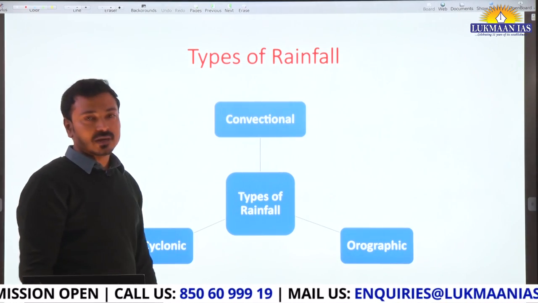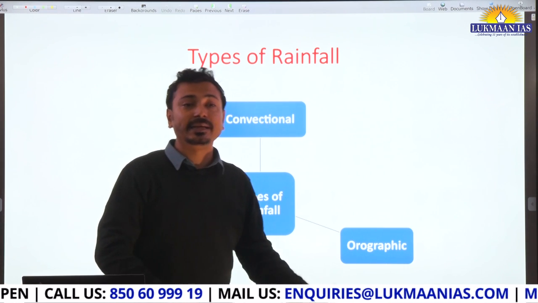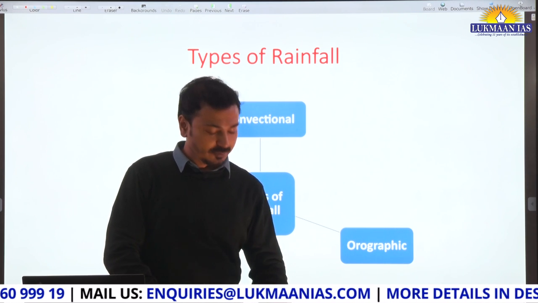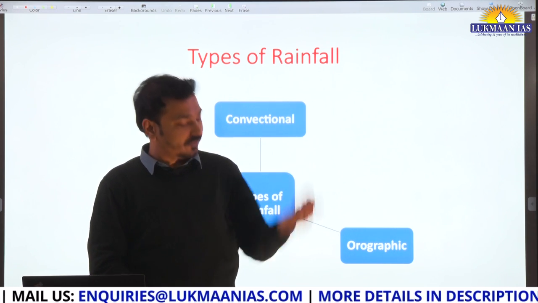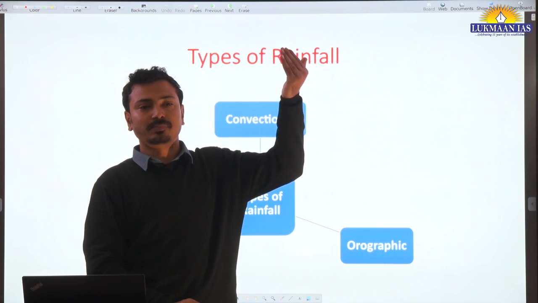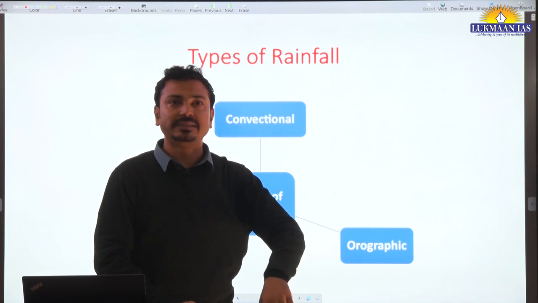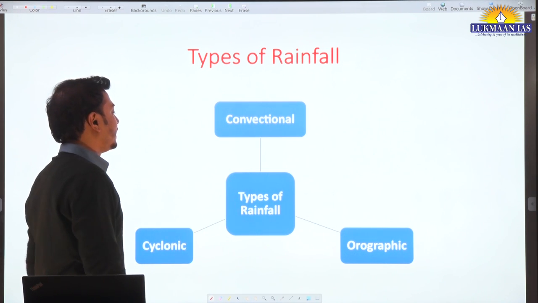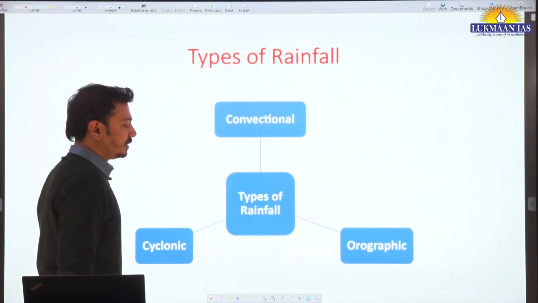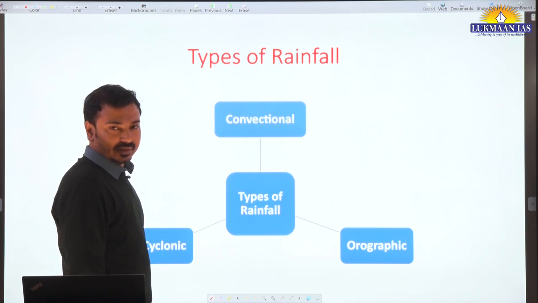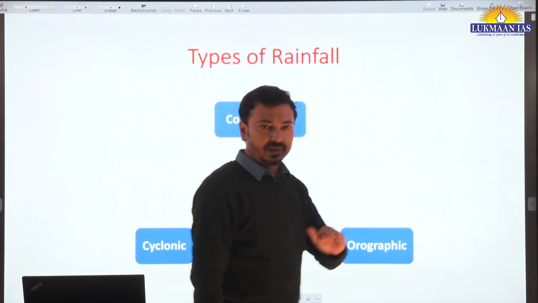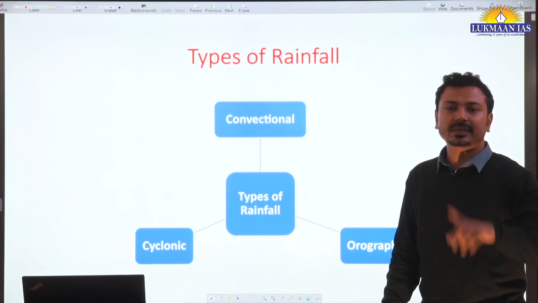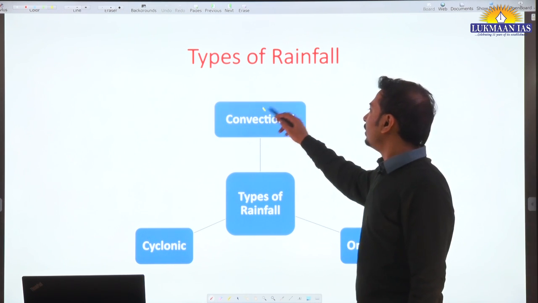Updraft because of convection. Strong heating of the ground. Okay, the updraft matlab jo hai, wind is moving with very high speed from the ground to up, and that will happen when the ground is excessively heating. Types of rainfall, yes, we all know about this, very simple. When there is excess heating of the ground, the wind is moving up through convection, there is condensation, there is precipitation. This type of rainfall is called as convectional rainfall.